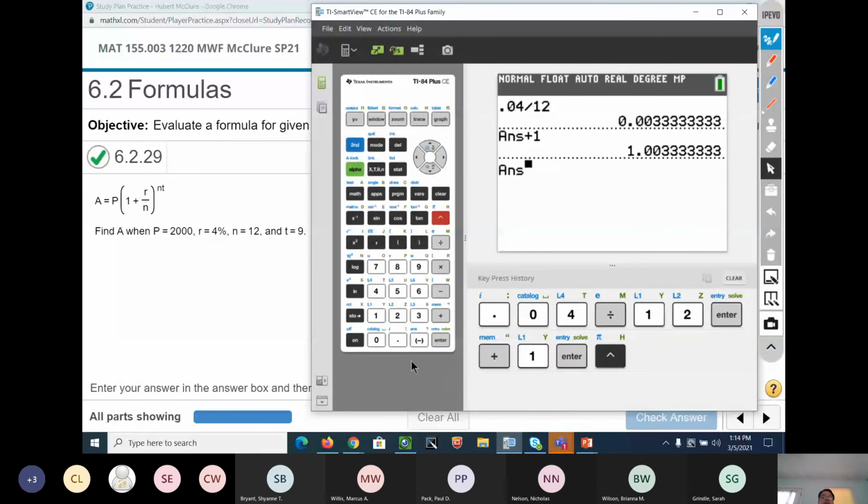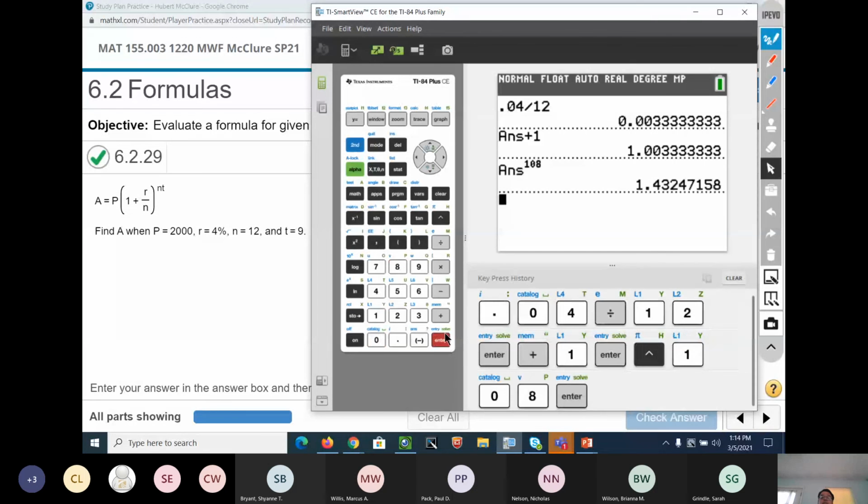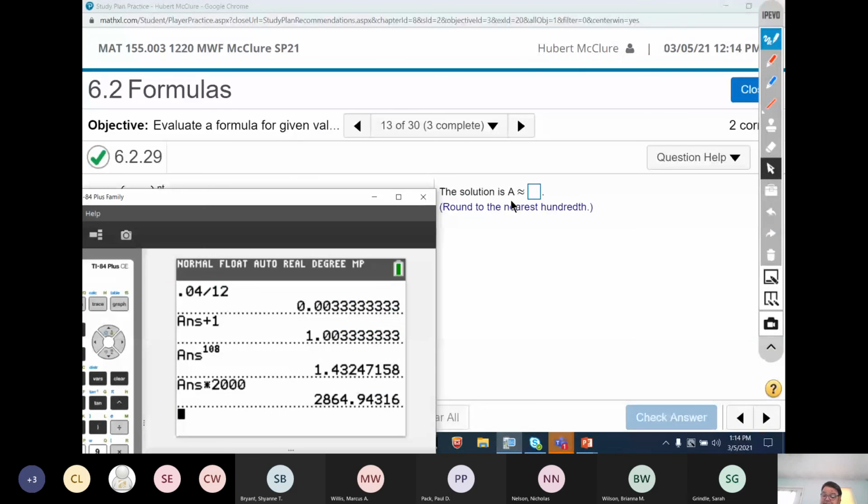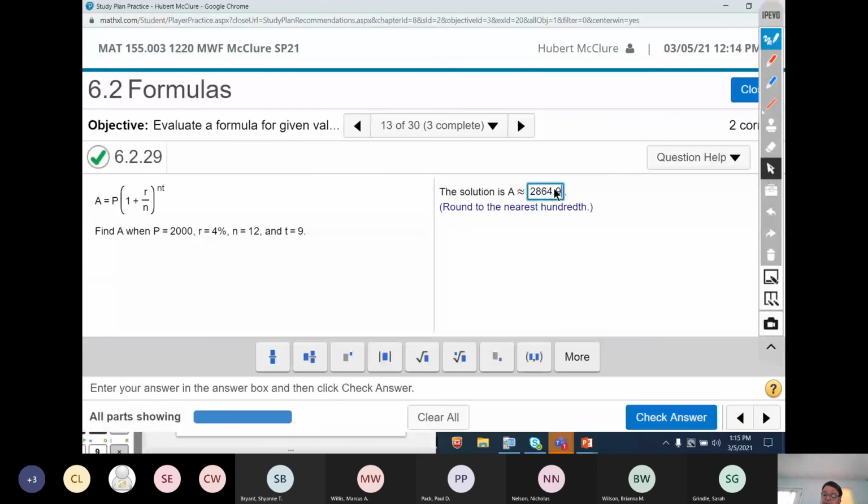What is 12 times 9? 108, Hubert. Yes. To the 108th power. And multiply that by 2,000. So at the end of 9 years, your $2,000 nest egg has almost reached $3,000. 2,864.94.